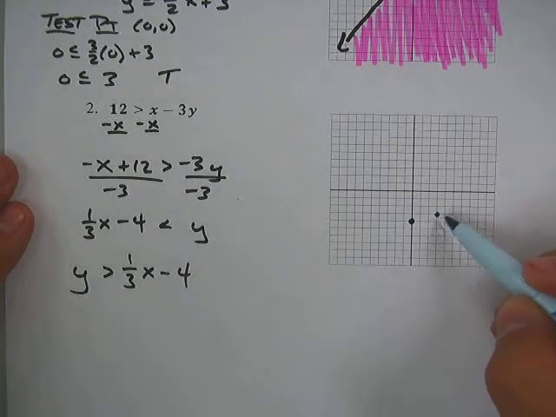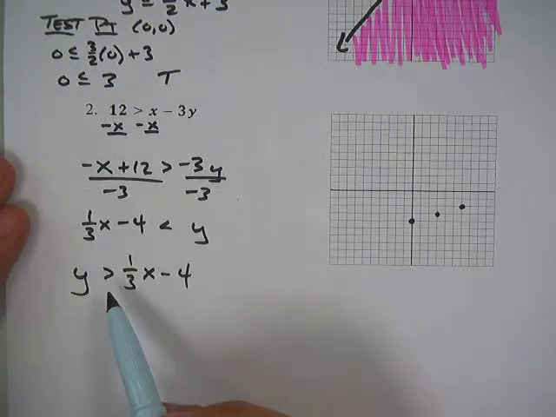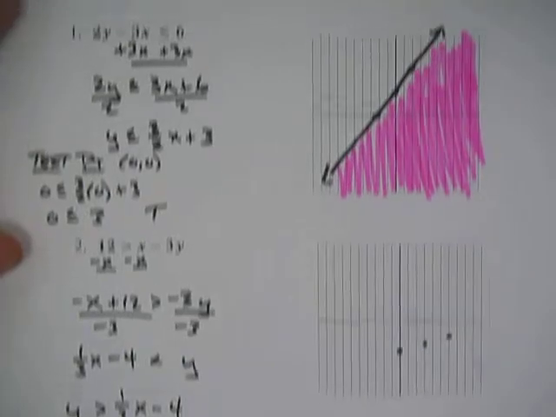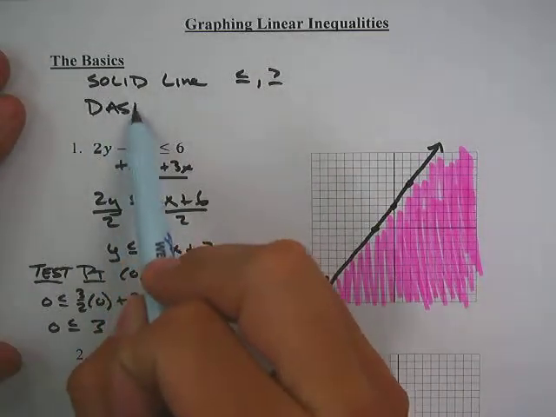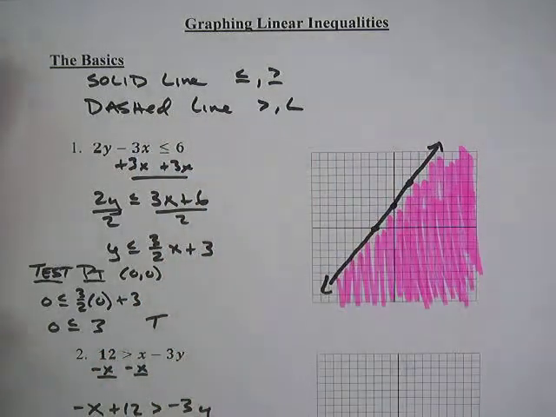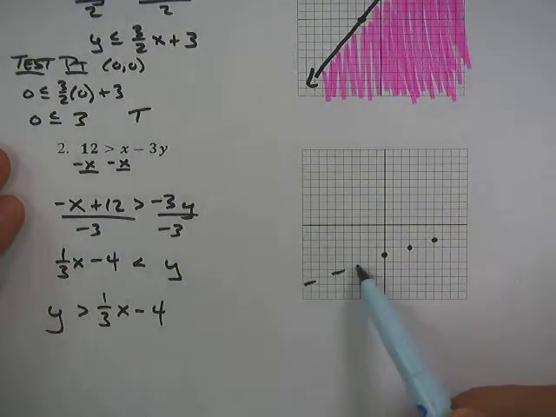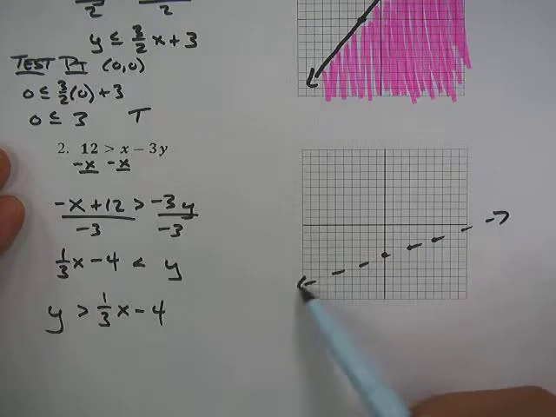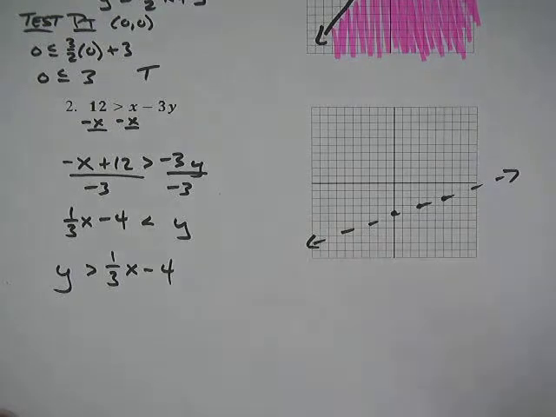So I'm going to graph it. The y-intercept's negative 4: 1, 2, 3, 4. And then I go up 1, to the right 3. Up 1, to the right 3. Now this time it's greater than. Okay, and that brings us back up here to the basics. Anytime it is greater than, we're going to use a dashed line. So it's greater than or less than. So as I come back, I'm going to just create a dashed line. We'll talk about why that is in a second.